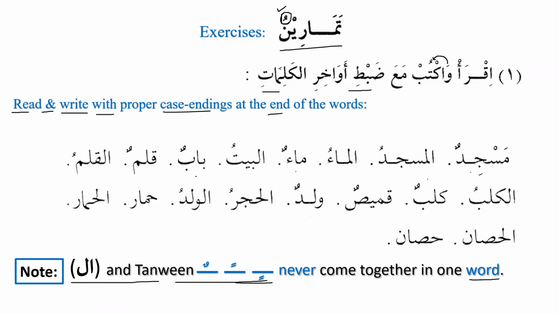Then we have al-waladu, excellent. Himar, it's a common noun, so we can put tanween on that, so it will be himarun. Al-himar, because we have al with that, we cannot put tanween, so it will be al-himaru. Then we have al-hisan, and we have al, we cannot put tanween, it will be al-hisanu. And the last one is hisanun, that means a horse. So we have al-hisanu, the horse, and hisanun, a horse.